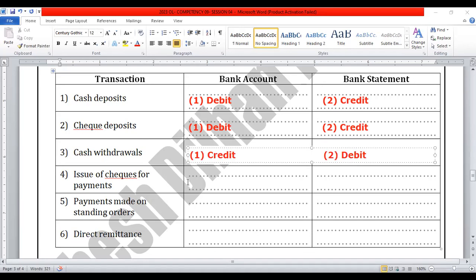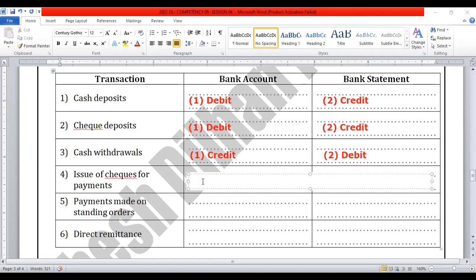And the next is issued checks for different payments. Puta, once again, the first step is made in the bank account. And do you know what is it? It is the first step. It is credited. Bank account credited. And later it is debited to the bank statement.